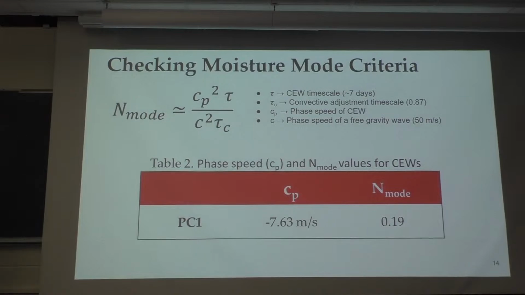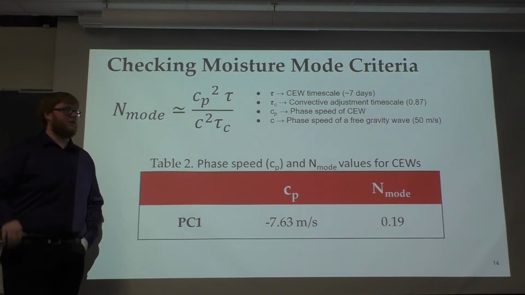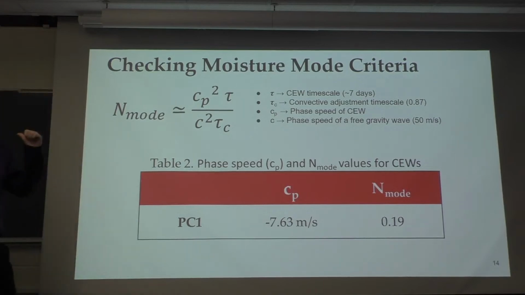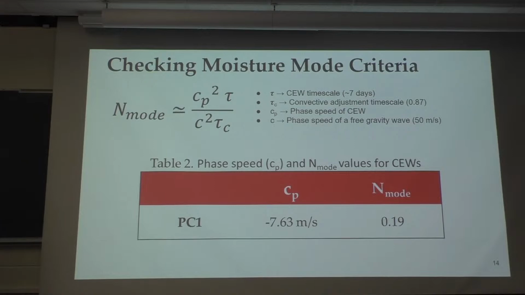So, checking our moisture mode criteria, here we have the equation for N-mode coming from Adames 2019. Here we can see our tau, the Caribbean easterly wave timescale, is on the order of 7 days. That figure comes from the previous figure that we just looked at. Our tau C, convective adjusted timescale, is 0.87. That comes from the slope of our humidity versus precipitation correlation graph. Then we have C sub P, which is the phase speed of our Caribbean easterly wave, which we saw on the last slide. And finally C, the phase speed of a free gravity wave at 50 meters a second.